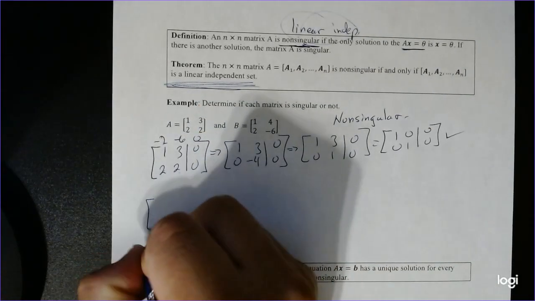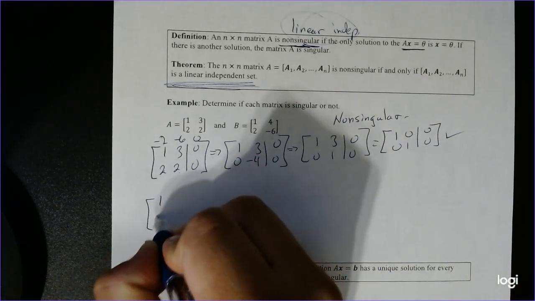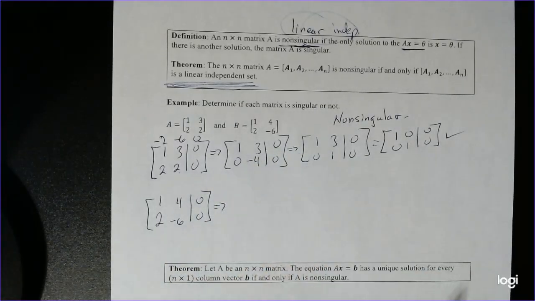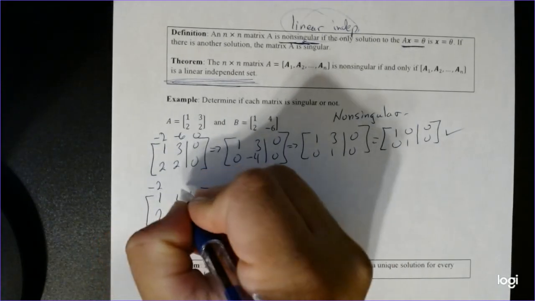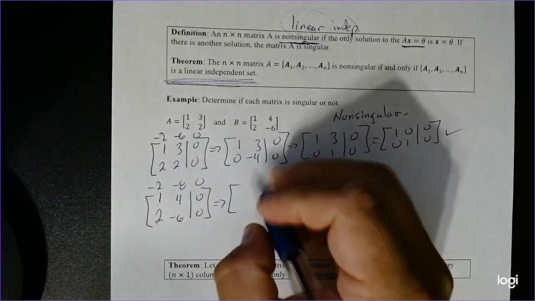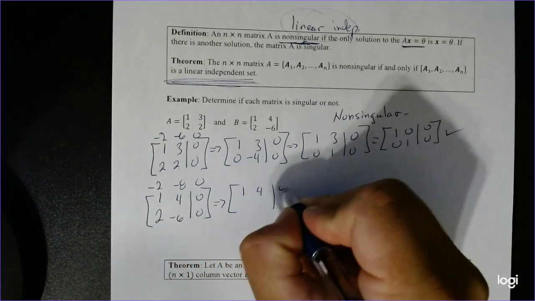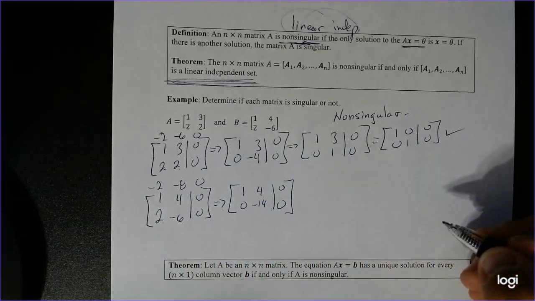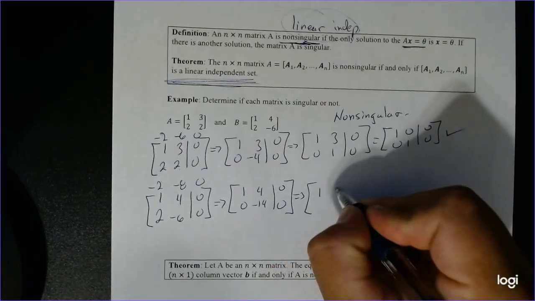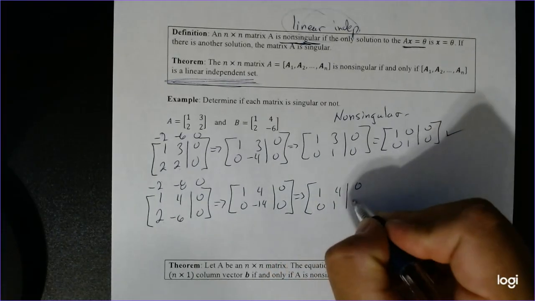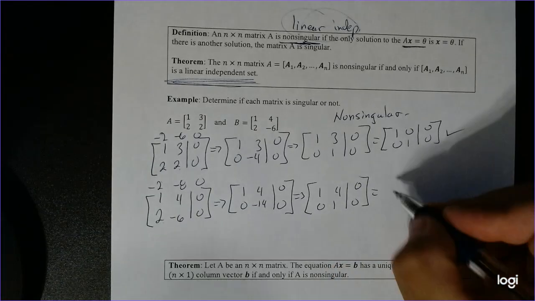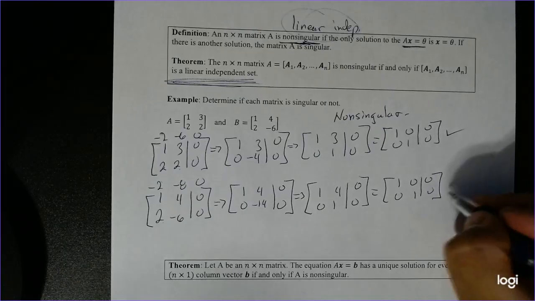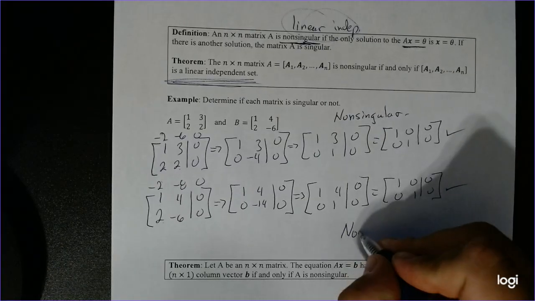Now we'll do the next one. Same thing, multiply this by -2. And eventually we also get the same thing. Multiply this by -4 and add it, and we get our beautiful identity matrix. So this is also a yes, so this is also non-singular.